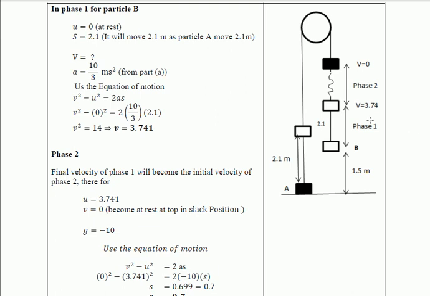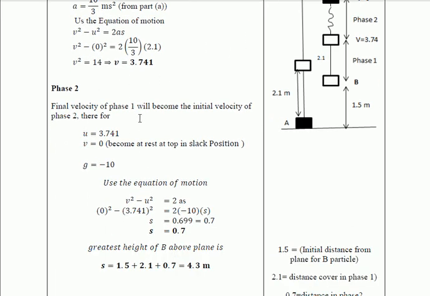Now in phase 2, when particle A has hit the ground, the string becomes slack. In phase 2, the final velocity of phase 1 becomes the initial velocity for phase 2. So in phase 2, the initial velocity will be 3.741, and as the particle moves upward, its final velocity will become 0 at the top. So v is equal to 0.